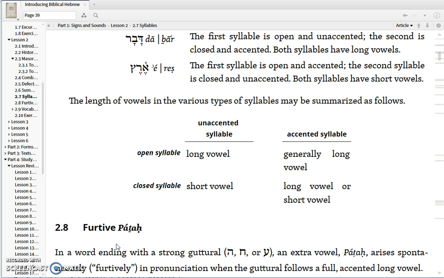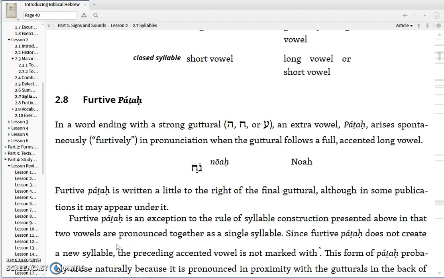By the way, a lot of what I'm presenting, you may feel a little overwhelmed by all the details that you get thrown at you, especially at the beginning. It's normal to feel overwhelmed in Hebrew. Just keep persevering, keep doing the homework, and eventually things become clear. Let me move on to the furtive patakh.